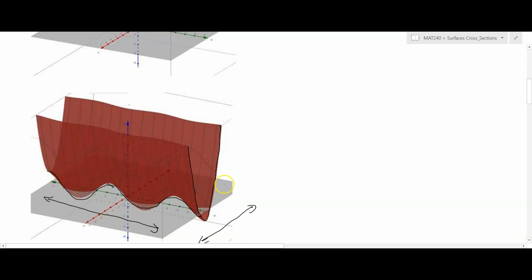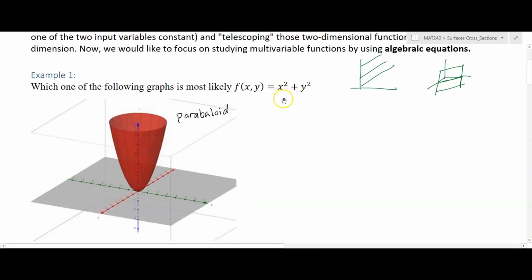So in one direction I see a periodic function, and in the other direction I see a parabola. Now we know that periodic functions are usually your sine and your cosine functions. So this function right here, x squared plus y squared, doesn't seem to have anything that would indicate oscillations over either x or y.